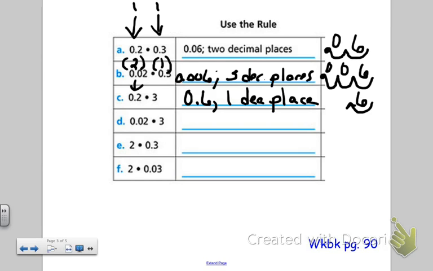So 1 decimal place. All right, I'm going to do one more with you. 2 times 3 again is 6, but let's see, I've got 2 decimal places there. I've got 0 decimal places there, so it's a total of 2 decimal places total for our factors. So 1, 2 times, and now I've got 6/100, so I have 2 decimal places.